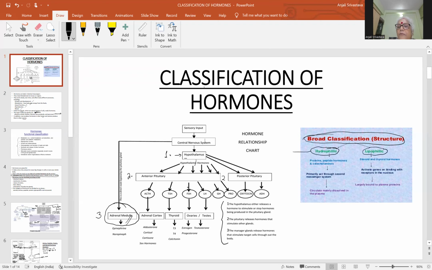Hydrophilic hormones are the water soluble hormones. They are the peptides and proteins and amines and certain other hormones. And lipophilic hormones are lipid soluble hormones. These are mainly the steroids, sex hormones, and the thyroid hormones that we will see in the coming slides.